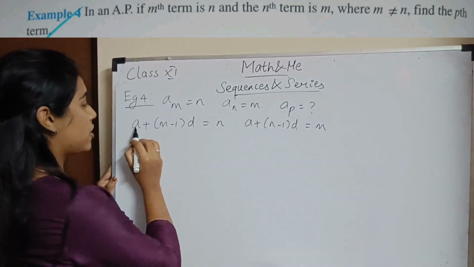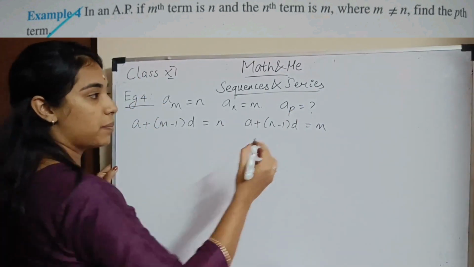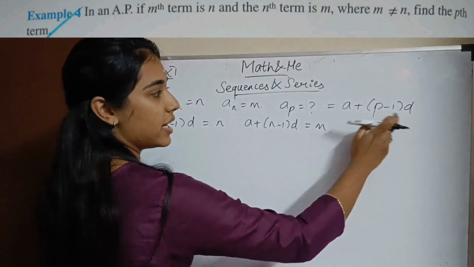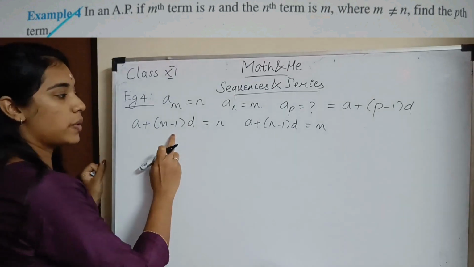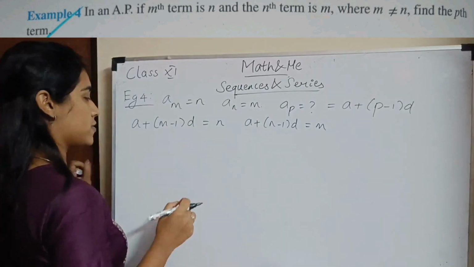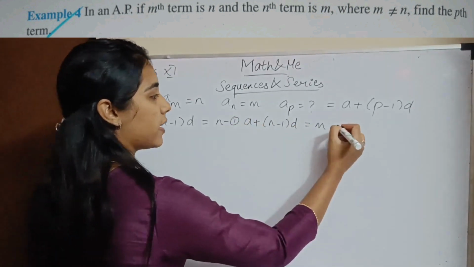Now I need to find the values of a and d in order to find the pth term. What is the pth term? a plus (p minus 1) into d. In that I need the values of a and d. So how do I solve? I have two equations and two unknowns. a and d are the unknowns. So this is equation 1 and this is equation 2.